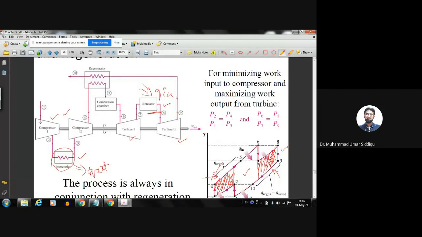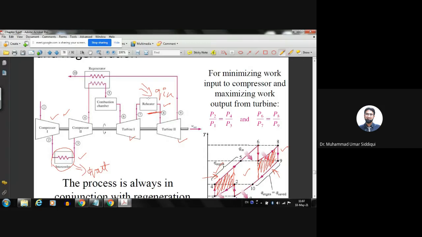So if you want to know the work input for the case of the compressor, it is H2 minus H1. For this compressor, it will be H4 minus H3. For this intercooler, it's H2 minus H3. For the case of the combustion chamber, sorry, it's H6 minus H5. For the case of this turbine, it will be H6 minus H7. For the case of the reheater, it will be H8 minus H7. For the case of the second turbine, it will be H8 minus H9.